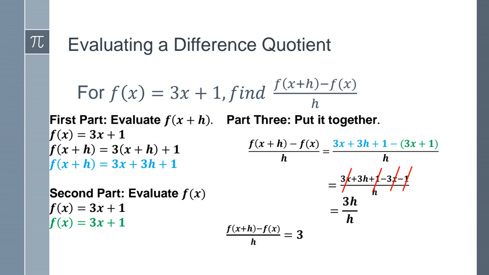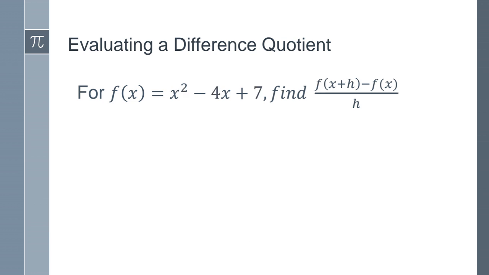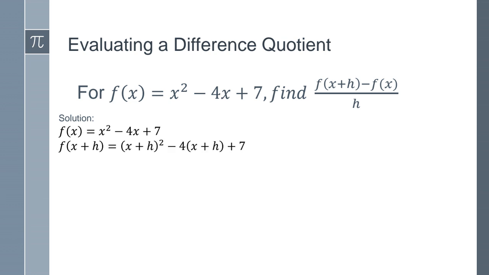Let's go ahead and do another example, just a little bit more complicated. Again, the best way to do these is let's do these in parts, okay? So again, just as before, let's first do our first part, evaluating f of x plus h. Again, the function that they're giving me is x squared minus 4x plus 7. Everywhere I see x, I am going to plug in this x plus h, okay? So we have x plus h squared minus 4 times x plus h plus 7.